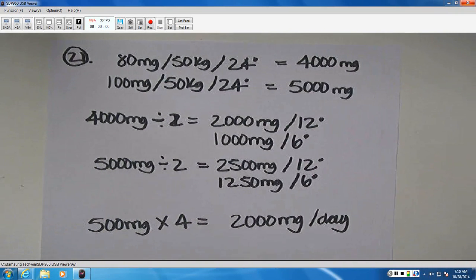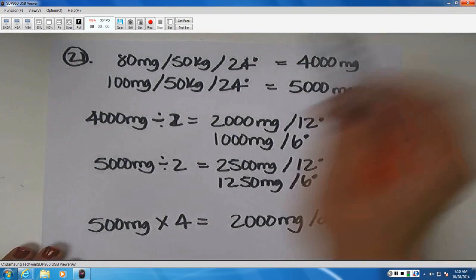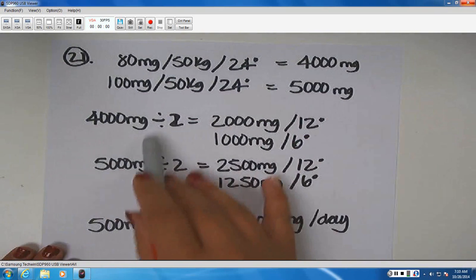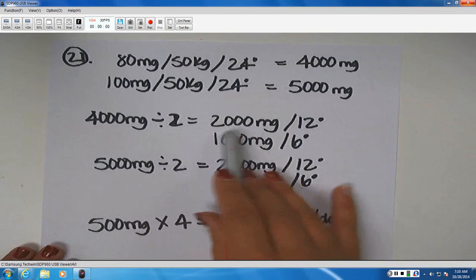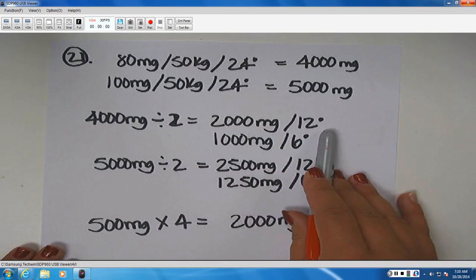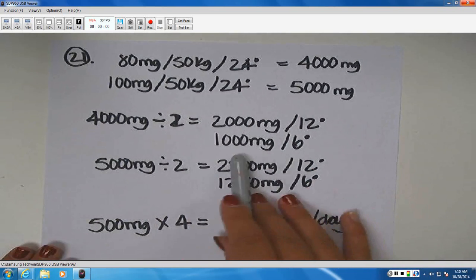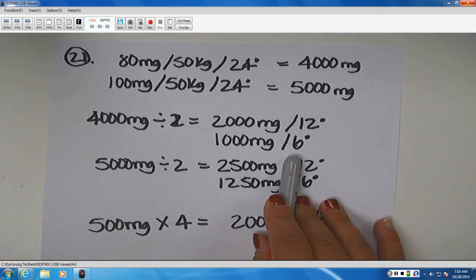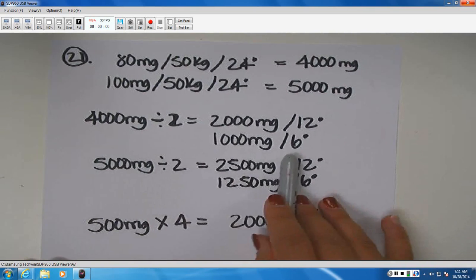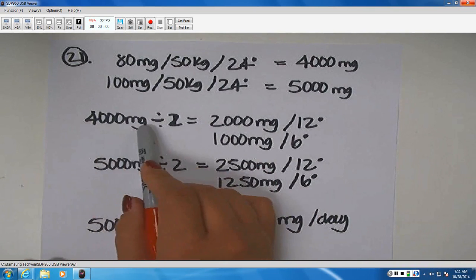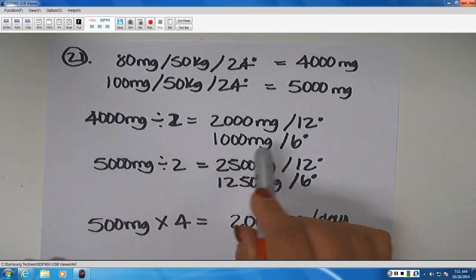However, we are to divide those doses into 2, or give it every 12 hours. So basically, you just take 4,000 milligrams. If you divide it into 2 doses, each dose will be 2,000 milligrams. And if you divide it into 4 doses, which is basically what was originally ordered, Amoxil 500 milligrams PO every 6 hours, divide 24 by 6, it's going to be 4 times. So I'll give 1,000 milligrams every 6 hours.